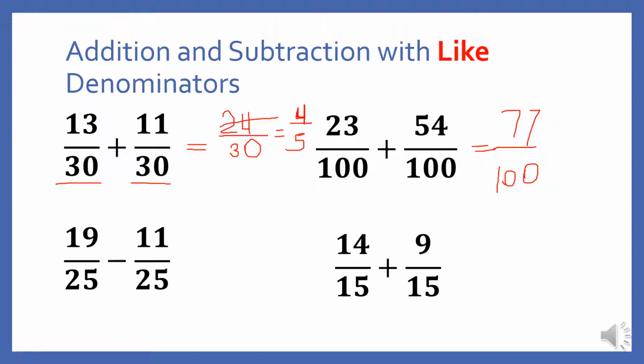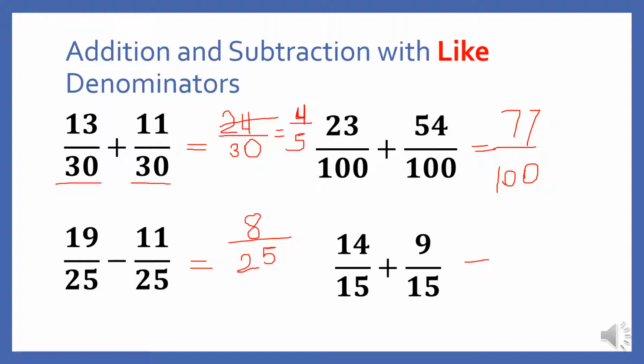Our next example is 19 over 25 take away 11 over 25. As we can see here, we have common denominators. So we simply subtract our numerators. 19 take away 11 is going to give us 8 over 25. Can this fraction be reduced any further? There is no number that can go into 8 and 25 without a remainder.